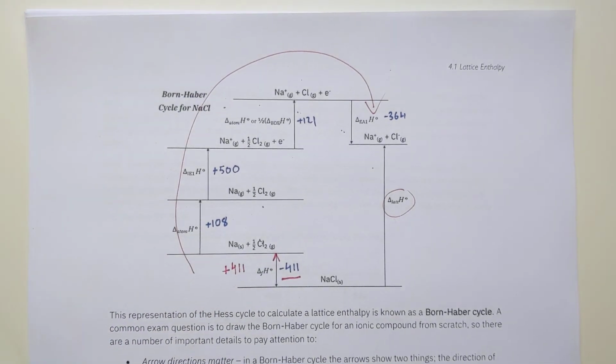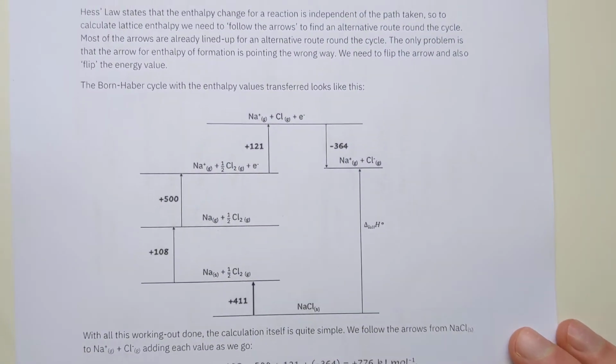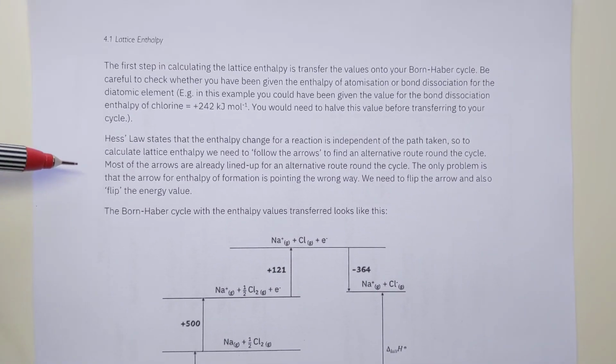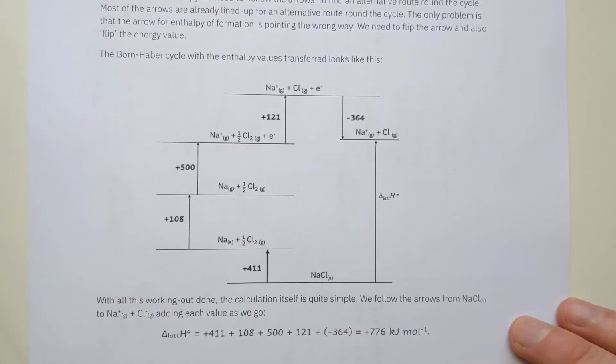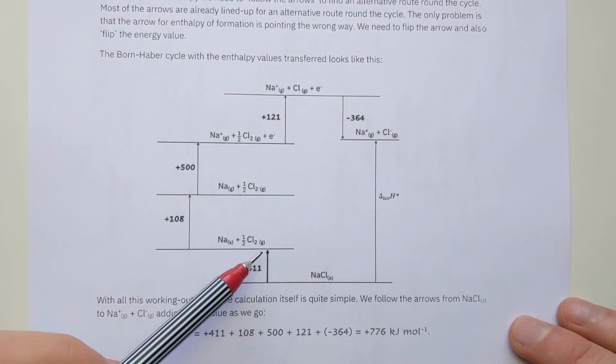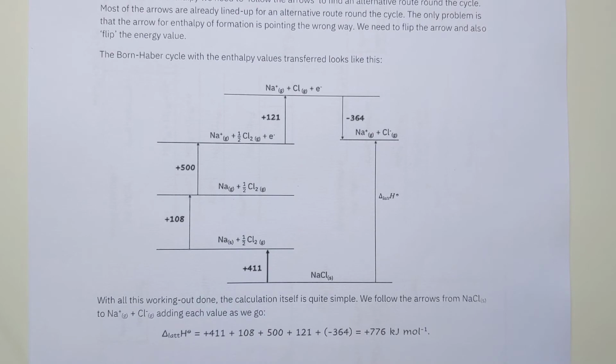What you should see on the next page of your notes is the completed version of the diagram. The bit at the top just goes through and explains what I've just told you there. You can read that yourself. And these are the numbers transferred on. Again, you see in bold here that arrow, that's the one that's being flipped. The formation value is minus 411, but we flipped it to make it work for our route around this cycle.